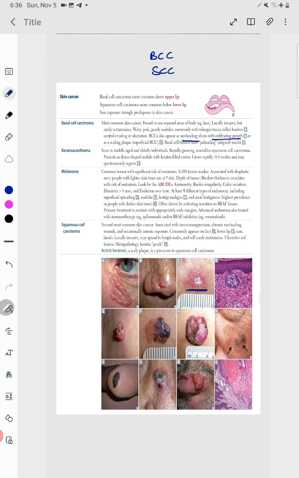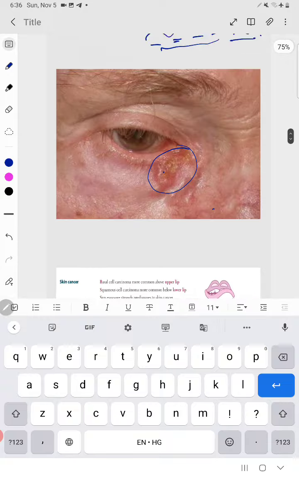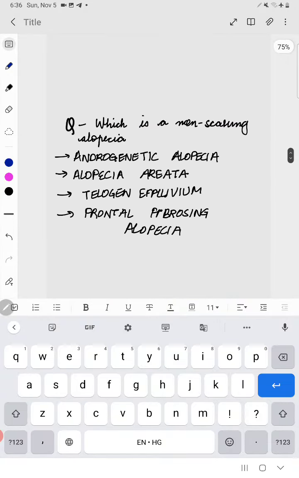This is how your BCC is going to look, and your SCC, which you'll commonly see on the face, will appear more like a nodular lesion. You can see it on the lower lip, or you can see it on the face. So this is how it'll look, and melanoma is entirely a different story. I think they had asked BCC from the records that I have collected. Most of the people had said that a BCC was asked in the exam, and this is a repeat.